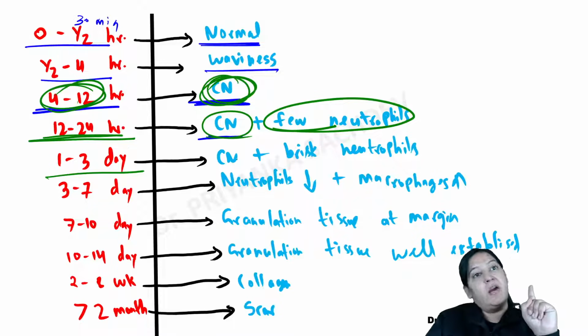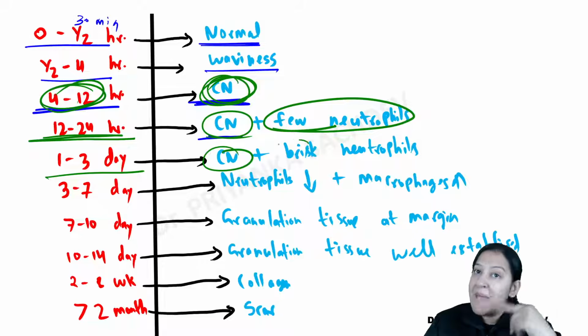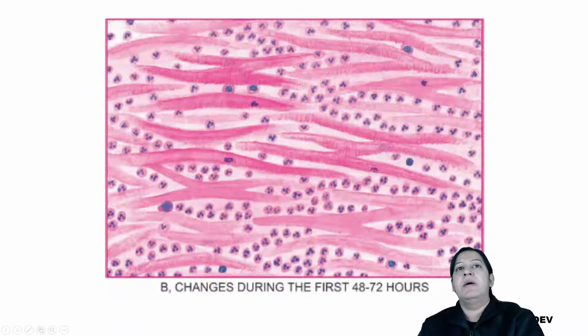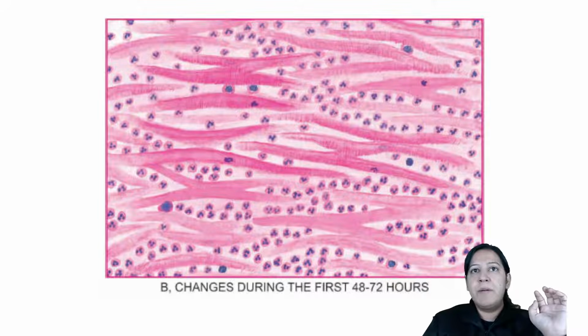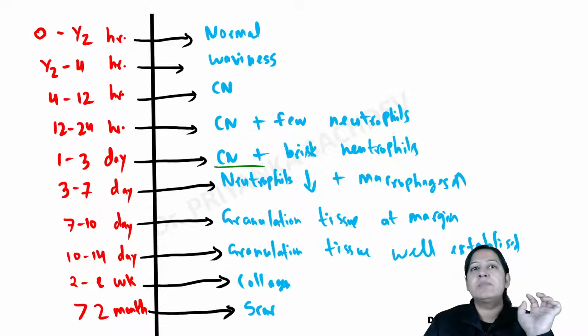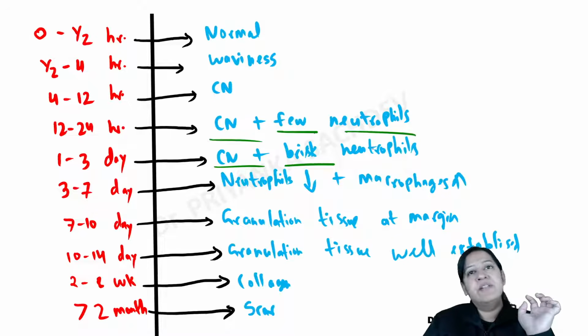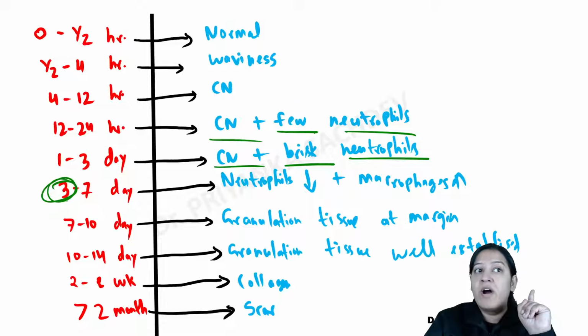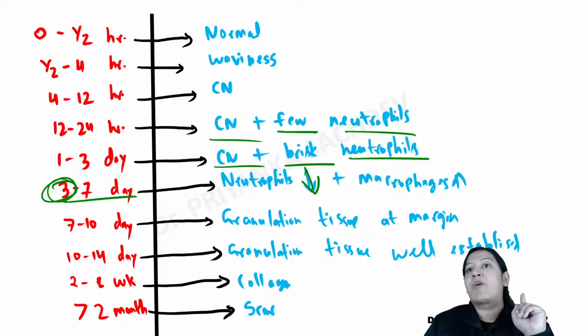From 1 to 3 days, coagulative necrosis is still there, but many neutrophils will come. See this diagram. Please appreciate all these neutrophils. So it is brisk neutrophils. Coagulative necrosis, earlier there were few, now they have become brisk. From the third day onwards, neutrophils will decrease and macrophages will increase.